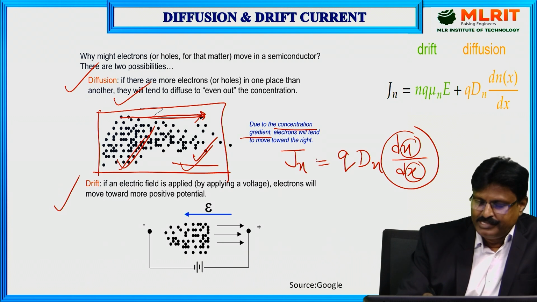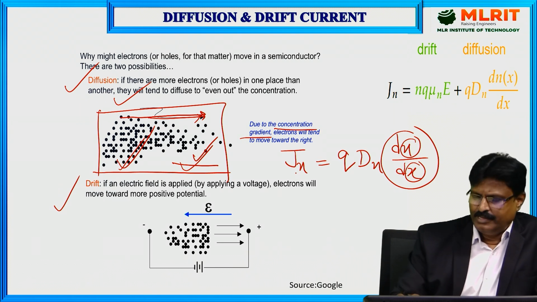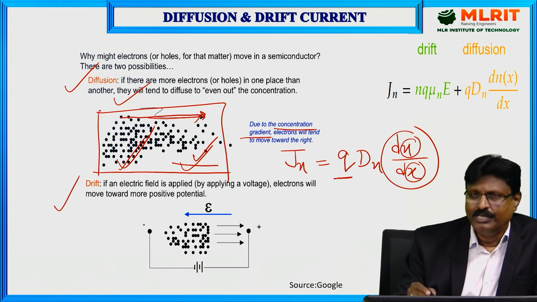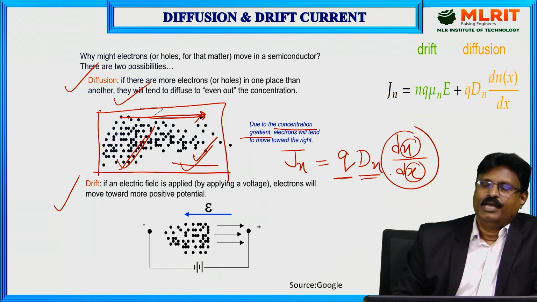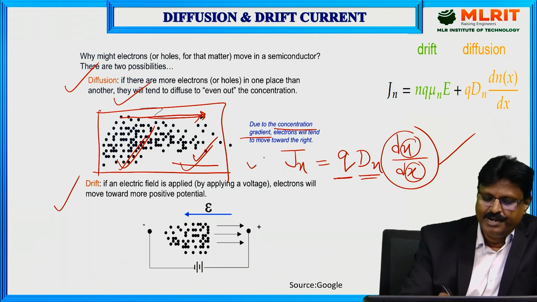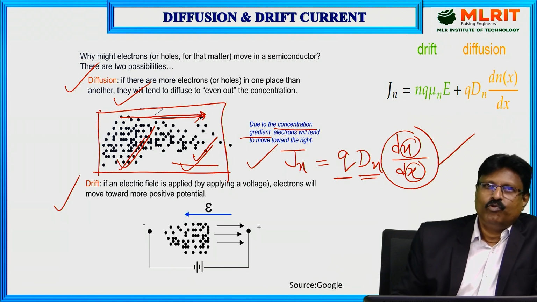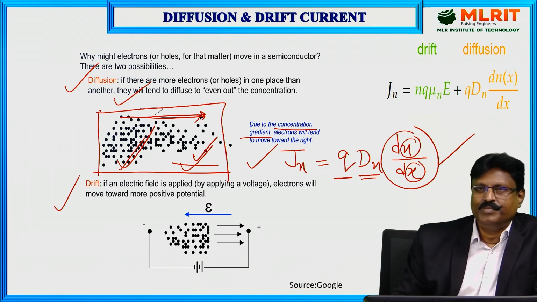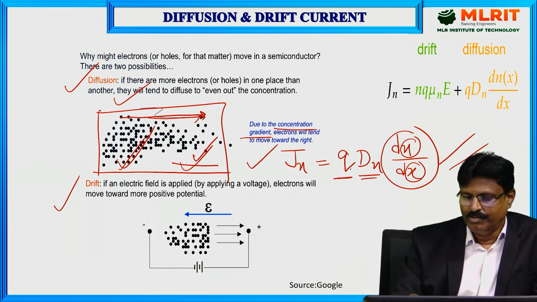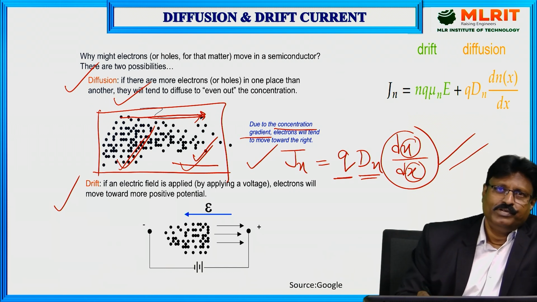So Jn is directly proportional to dn/dx, the concentration gradient. Here q is the charge of the electron, Dn is the diffusion constant, and dn/dx is the concentration gradient. This is the equation for the current density due to electron movement in a semiconductor device by the diffusion mechanism: Jn = q Dn dn/dx. So this is about the diffusion mechanism.